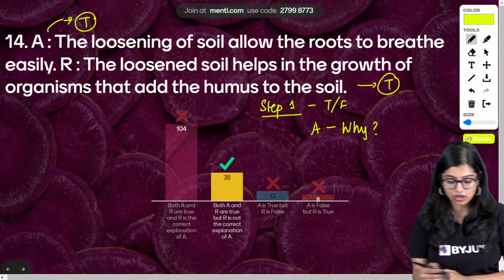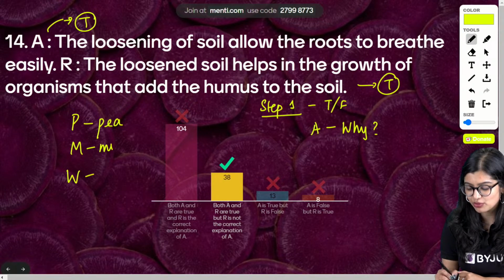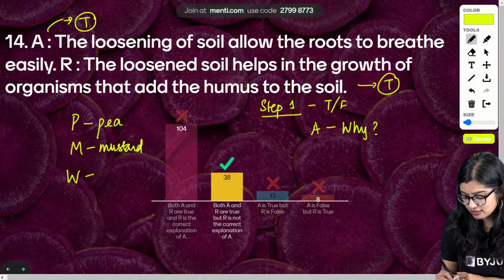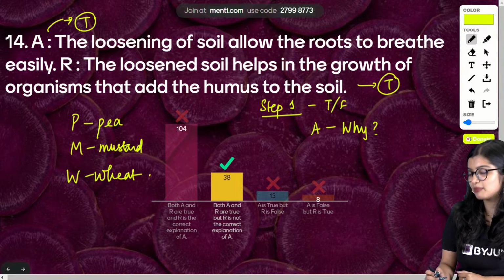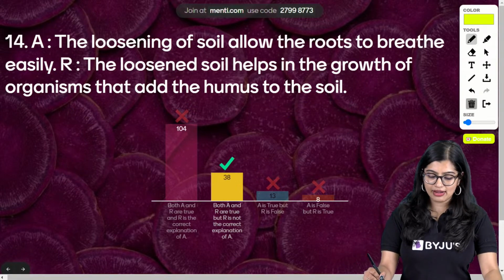PMC for Rabi crops. Somebody was asking me. P for pea, M for mustard, it's actually PMW, not C, sorry, okay, it's PMW. This is mustard, W is wheat, not PMC, yes? Okay, all right, everybody, very good.